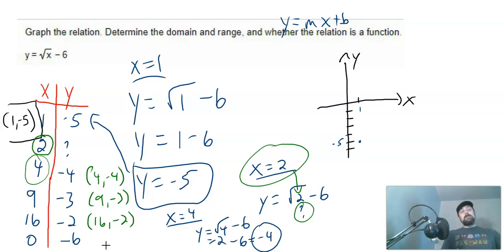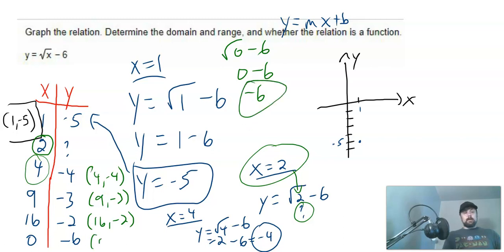And one that many students will avoid because they're just not comfortable with it is choosing 0 in this case. But 0 works in a square root. You get the square root of 0 minus 6. That'll be 0. Square root of 0 is 0. 0 minus 6 will be negative 6. And so I get (0, -6), which not only is an easy one to get, but really is a critical point for this graph, because that's as far to the left as you can go with this graph.